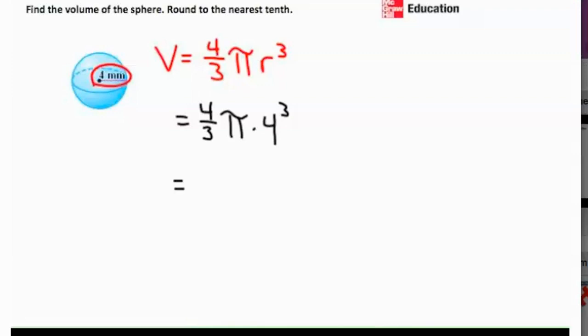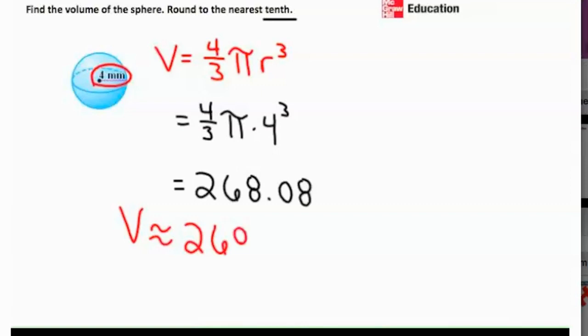Now if you put this in your calculator, you're going to get a number that is approximately 268.08, and it says to round to the nearest tenth, so I don't need to worry about any numbers past the 8. So because the 8, of course, is bigger than 5, our answer then is going to be V is approximately equal to 268.1. And this is going to be cubic millimeters.